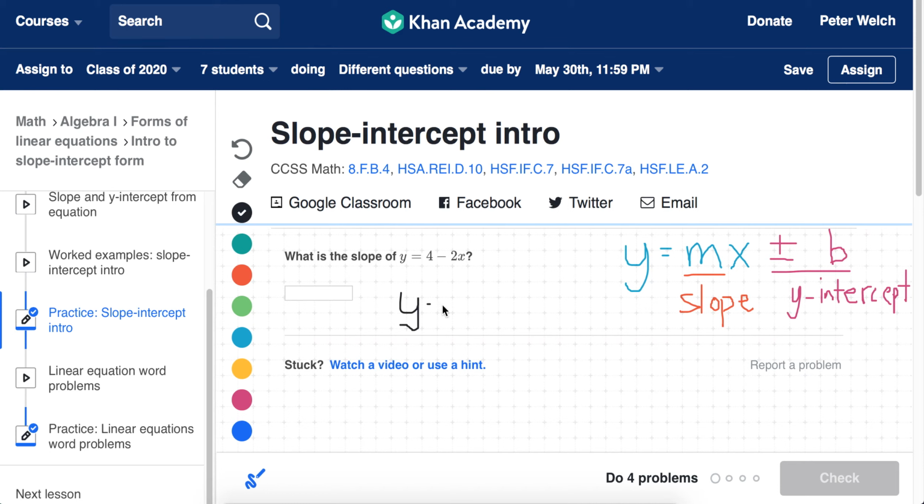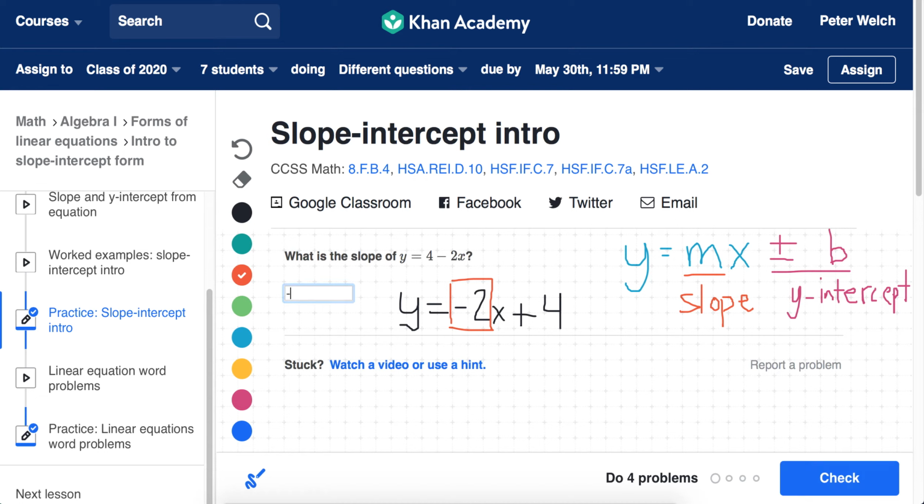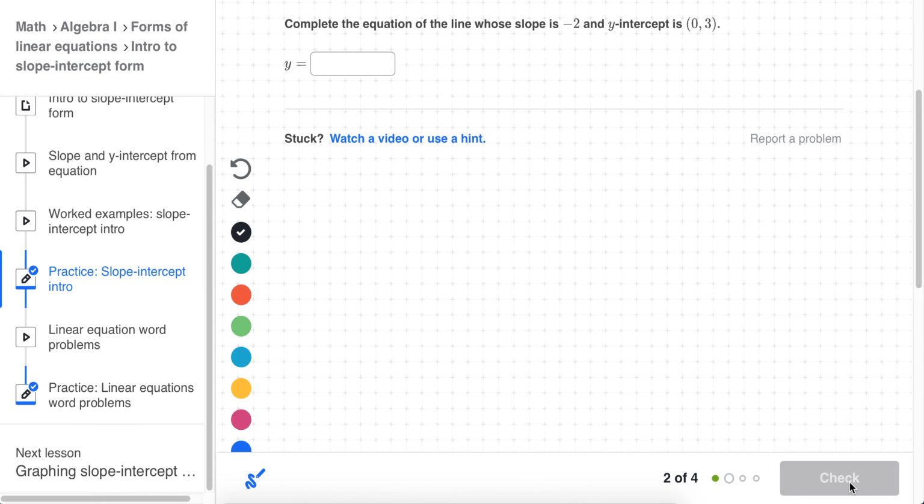y equals negative 2x plus 4. And now we can see that the slope is negative 2 because that is the coefficient of x, the number that's in front of x. So really, slope-intercept intro is just about understanding the template and reading the template. You're not solving anything. You're not doing any calculations or operations. You're just showing that you understand this equation template called slope-intercept form.